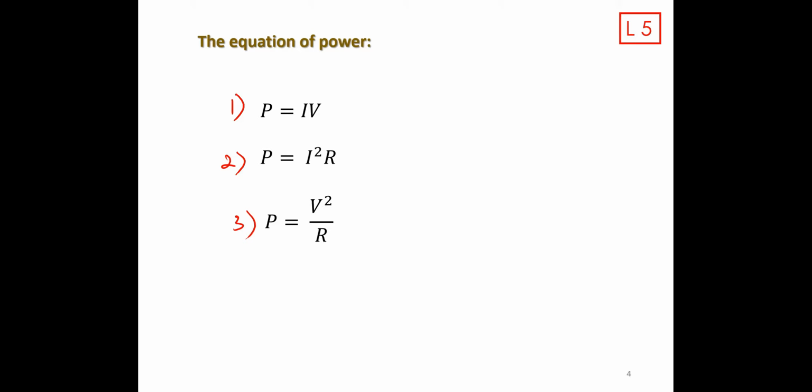Okay, if you want to find the power supply, the power supply means from the battery. Just use equation number 1, IV, because you can change your equation. P equals I EMF, because it is from the battery.